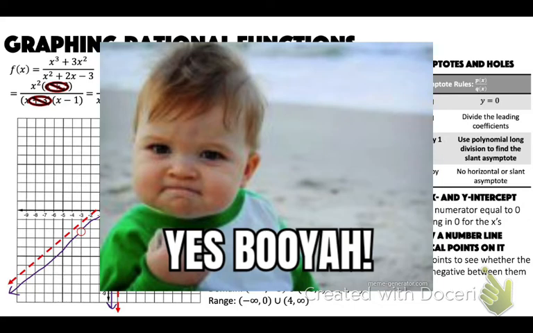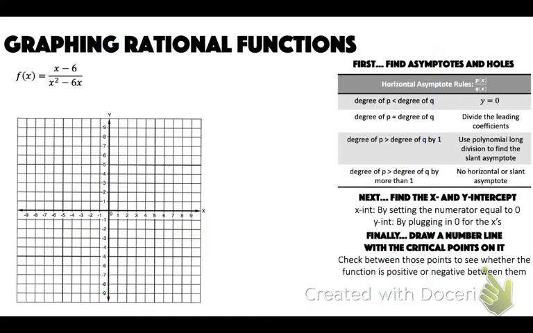Yes, booyah. So this one, we have x minus 6 over x squared minus 6x. So first we want to figure out the horizontal asymptote. The degree on top is 1, the degree on bottom is 2. So that must mean that our horizontal asymptote is y equals 0. So it's just right there.